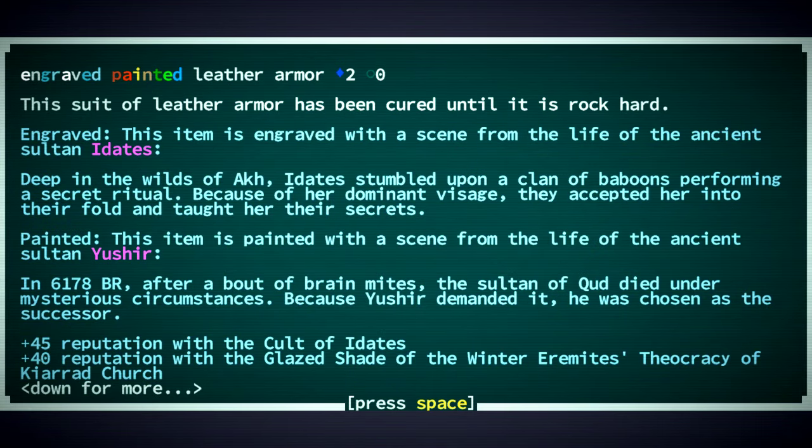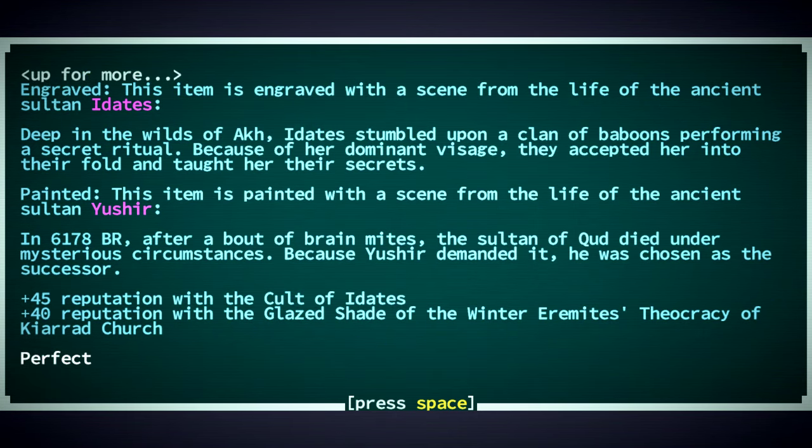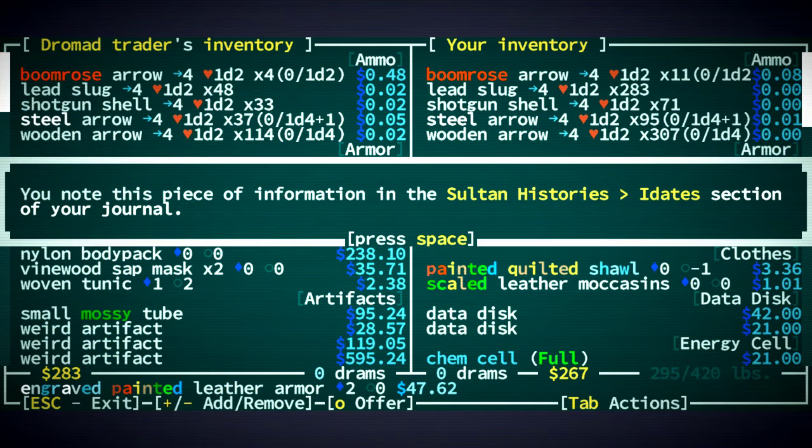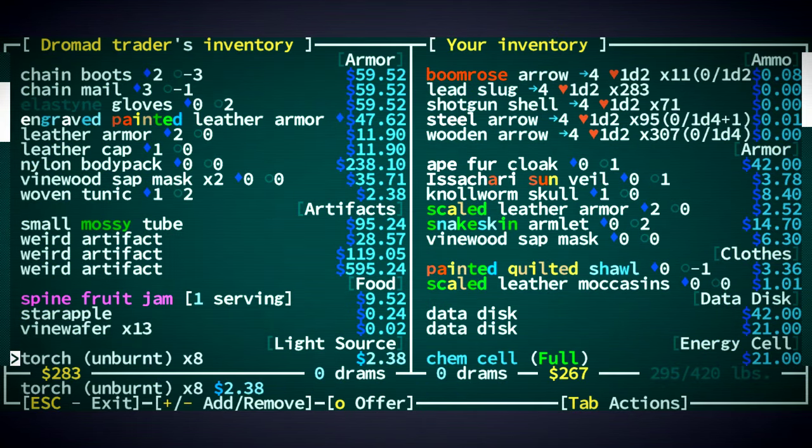It's engraved with a scene for the life of the Sultan Idates, and another scene for the life of the Sultan Yushir. So Idates, deep in the wilds of Ok, stumbled upon a clan of baboons performing the secret ritual, and they accepted her into their folds and taught her their secrets. And with Yushir, after a bout of brain mites, the Sultan died, and because Yushir demanded it, he was chosen as the successor. Interesting. All right, two pieces of information.